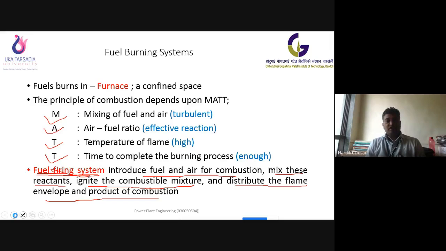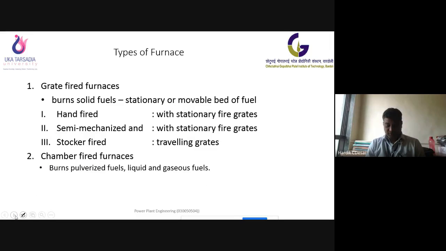So next is the types of furnaces. What kind of furnaces are being used for this combustion? The first one is called the grate fired furnaces. Grate means a platform-like arrangement. These grate fired furnaces are generally used for burning solid fuels. This bed or platform may be stationary or movable depending upon the requirement and the construction.